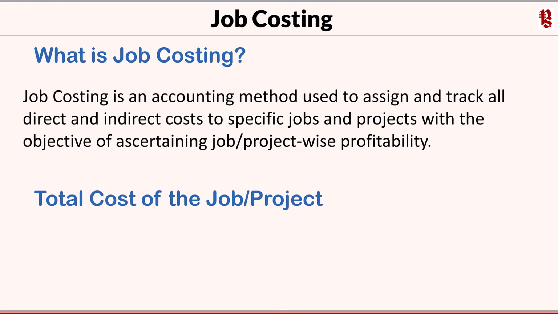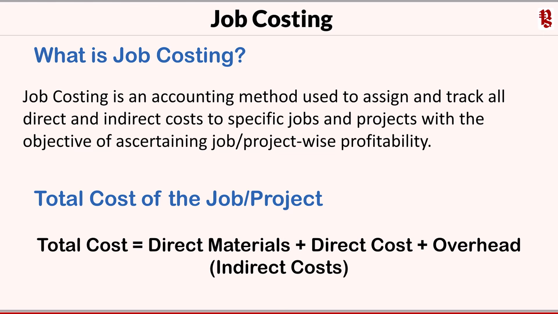How do we arrive at the total cost of a job or project? The total cost of the job or project consists of direct material plus direct cost and the overhead or the indirect cost. Let us now understand the relevance and highlights, mainly the benefits of the job costing feature.